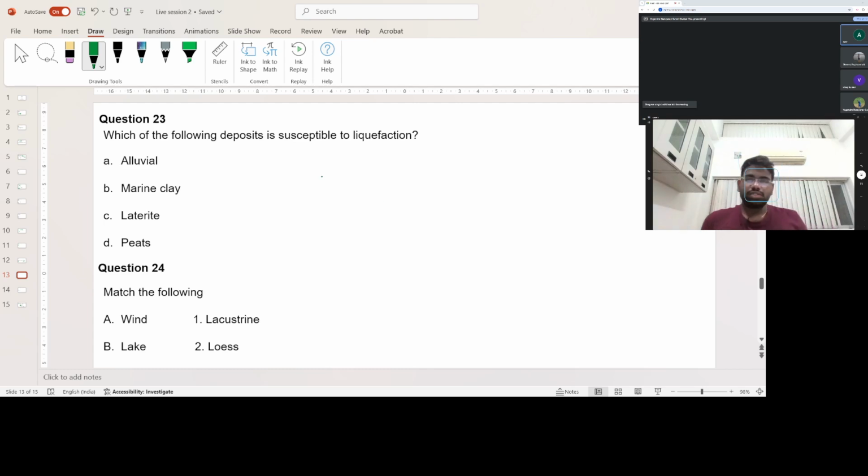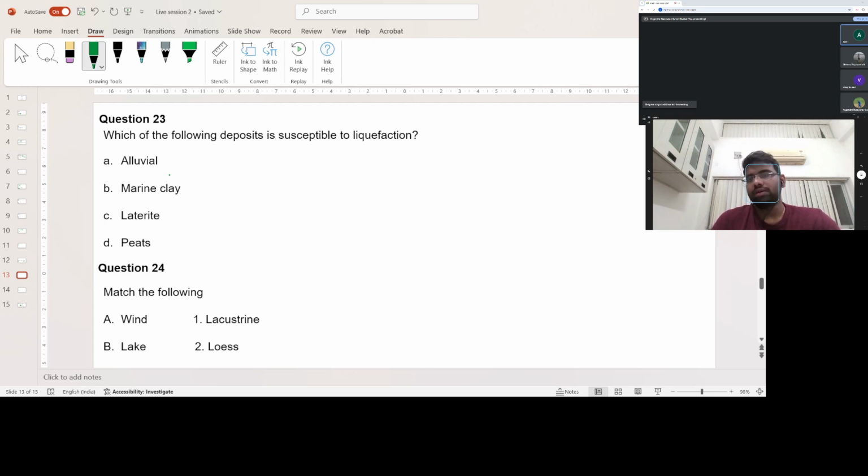Which of the following deposits is susceptible to liquefaction? Option A, alluvial, clay, laterite, peats. So why is it alluvial? One is they're completely washed material. You don't have a binder. Shear strength is normally proportional to c and phi. C will be 0 for these soils.